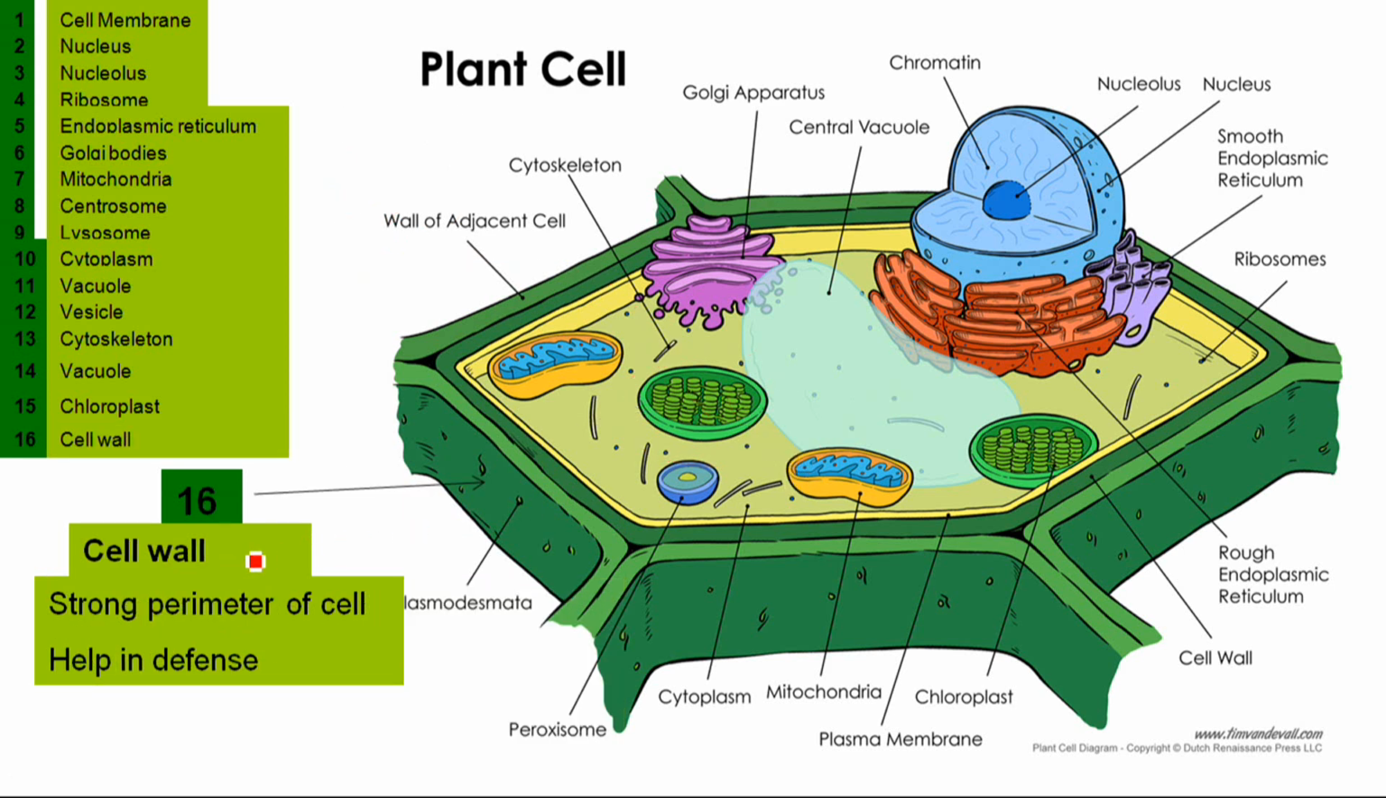Next is the cell wall. Cell wall is also a specific feature of the plant cell, because this gives a strong perimeter to the cell, strong support for the cell, and helps in defense of the cell.